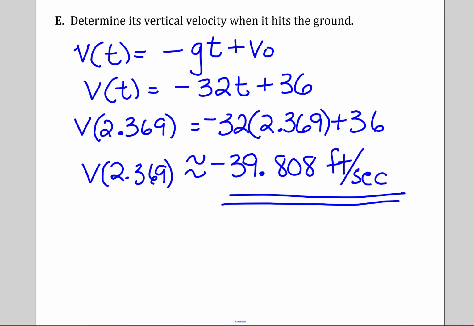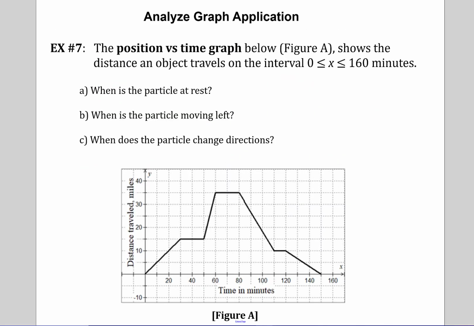And then one of the key things we need to be able to do when we leave pre-calc is read position time graphs. And we've got this position time graph. It shows the distance an object travels from 0 to 150. That should be 150 minutes. And when is the particle at rest?